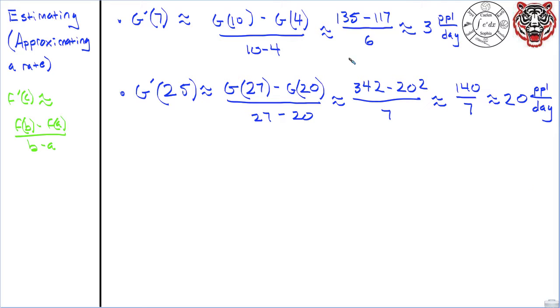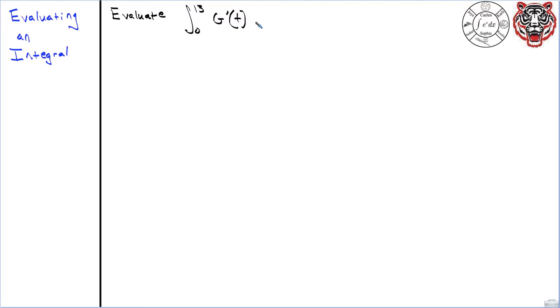All right, so on to the next part. Is this our last slide? This is our last slide, yeah. It's called Evaluating an Integral. It is one other way to find information from limited data. So let's look at this one. Let's say evaluate the integral between 0 and 13 of g prime of t dt.